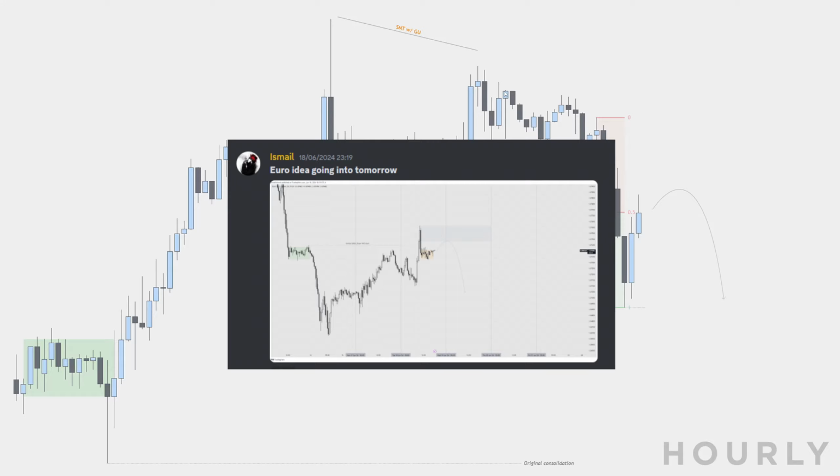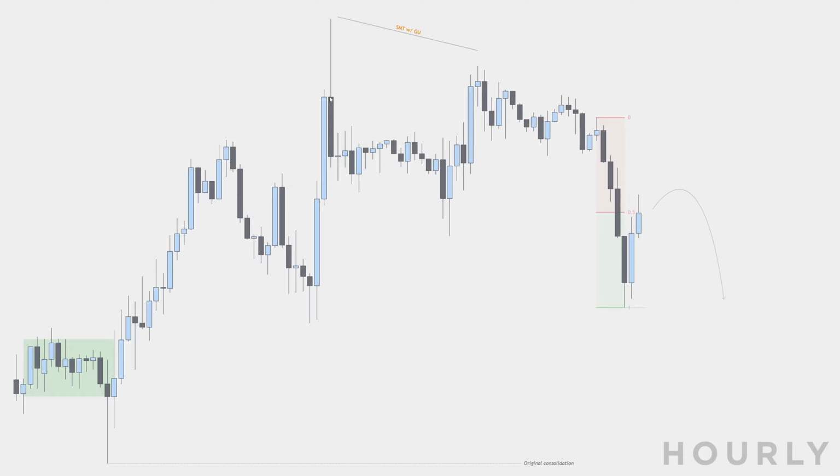Okay, so as you can see, we did actually call this high from this rejection block. I wasn't expecting this high to get run, so I was looking for sells from this area. So when I saw Thursday trade lower and then New York retracing back into the range, I thought this was a perfect opportunity to go and sell short.